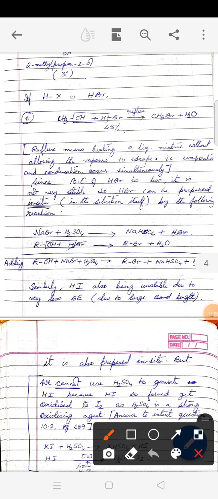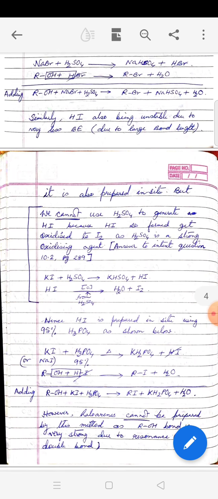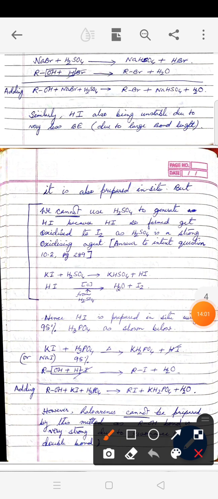So what does it do? If HI is formed, and definitely HI will be formed, as you can see in this equation, the HI will immediately get oxidized by sulfuric acid to iodine. So instead of getting HI in the mixture, we will be landing up with iodine. That definitely is not our requirement. So what is the alternative? The alternative is that HI is prepared in situ by treating potassium iodide, the source of iodine, with phosphoric acid, 95% phosphoric acid.